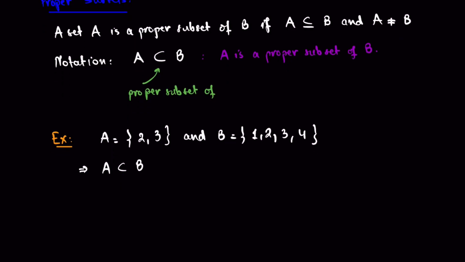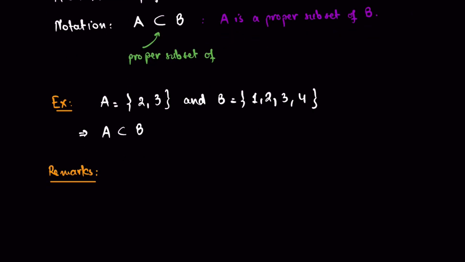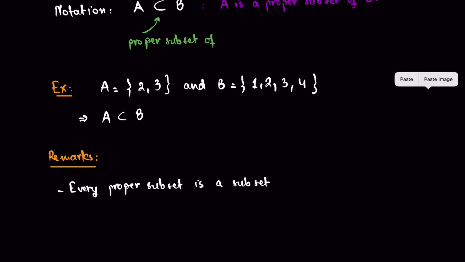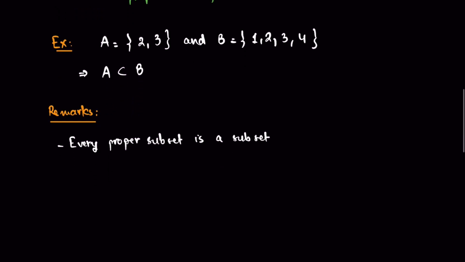So there are a couple of remarks I want to give. That is, every proper subset is a subset. As you can see in this example and the example in the concept of subset, A is a proper subset of B, and therefore A is a subset of B. However, not every subset is a proper subset.